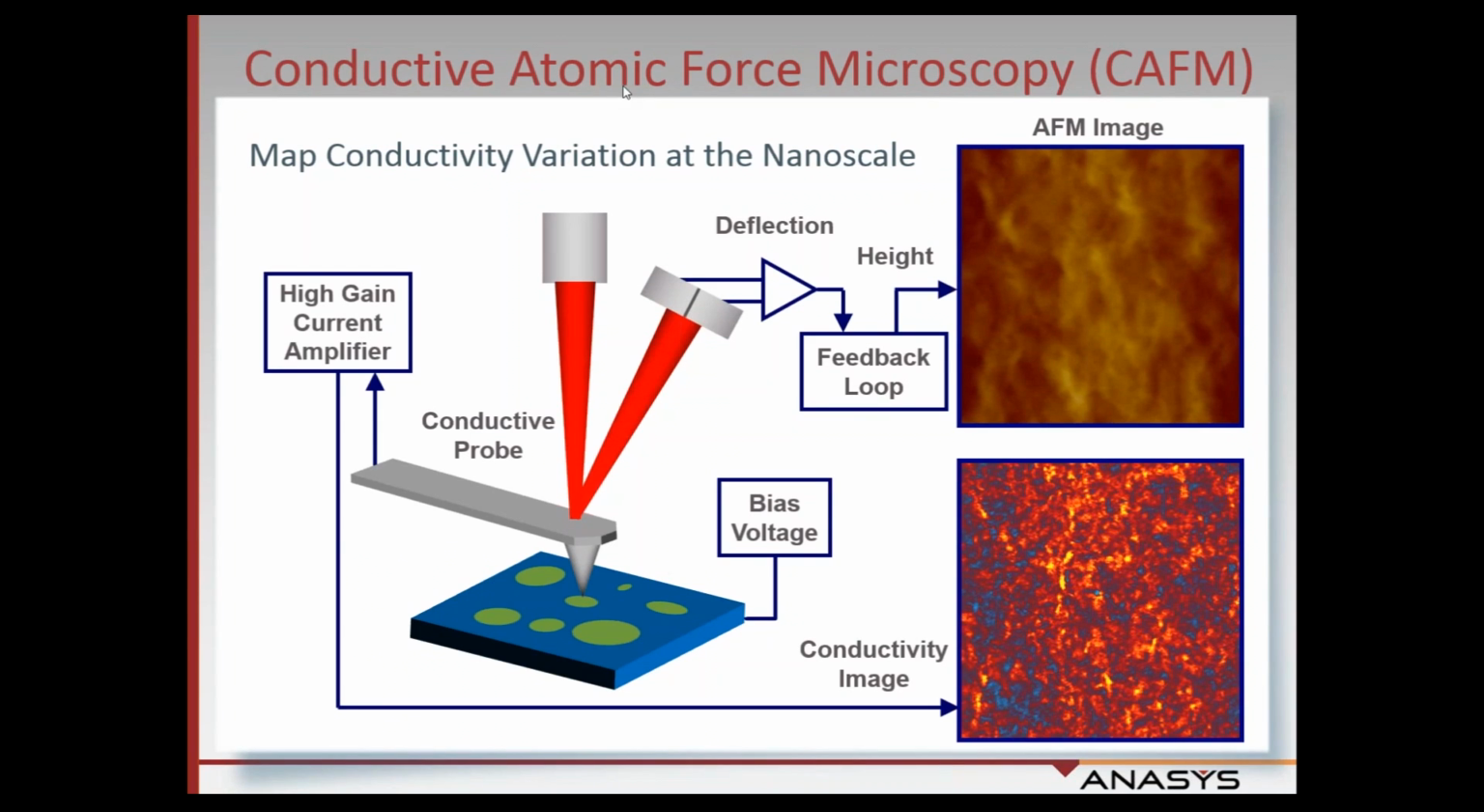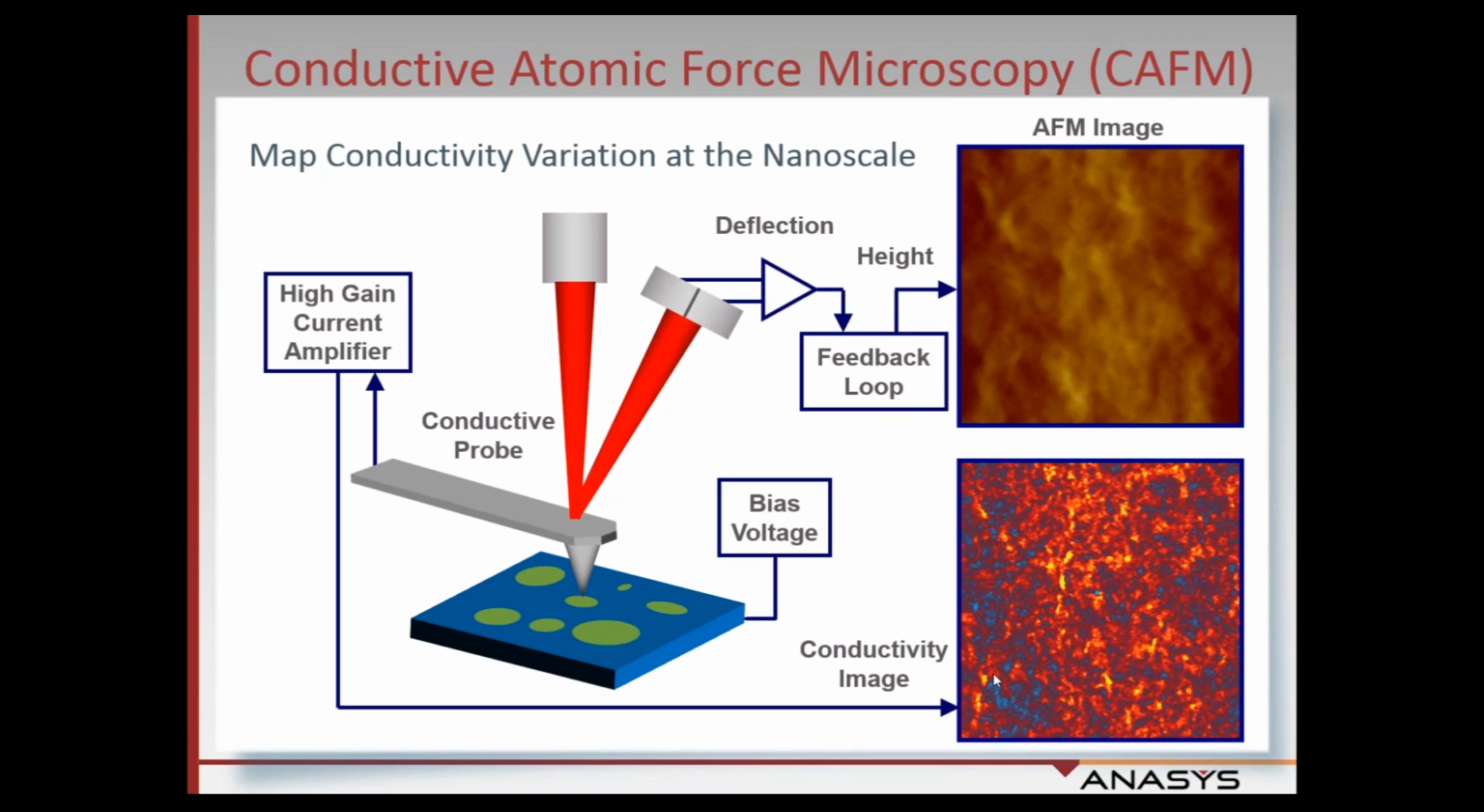And the final application module that I'll talk about is something called conductive atomic force microscopy. This technique is again a technique in which we scan with AFM. In this case, we're doing it in the contact mode, scanning the tip across the surface of the sample. We apply a bias voltage to the sample. We use a conductive probe with a high gain current amplifier to then make a conductivity image.